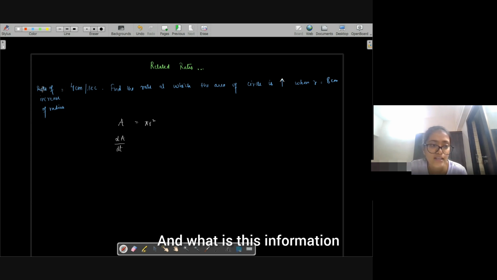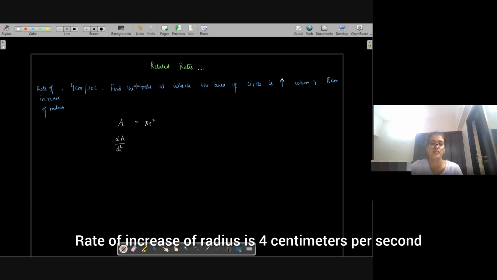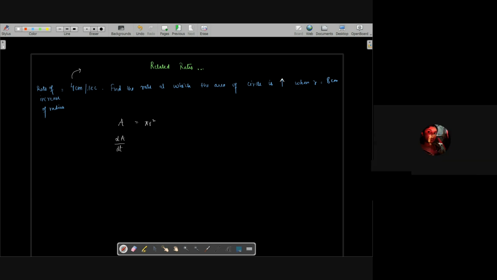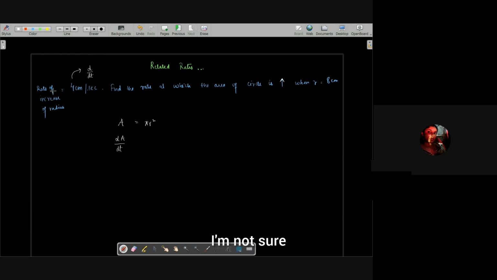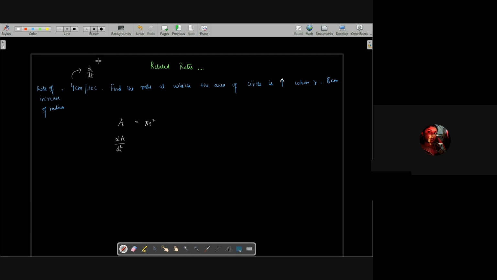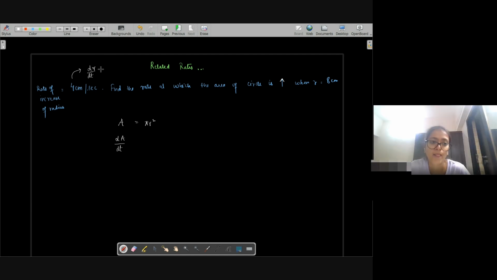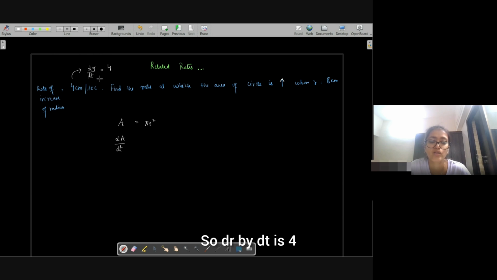And what is this information? How will you write this information mathematically? The rate of increase of radius is 4 centimeters per second. Not sure. Okay. Rate of increase of radius, that means this is dr by dt. Yes. So the rate of change of radius is always a derivative. So the derivative of the radius with respect to time is 4. So dr by dt is 4.